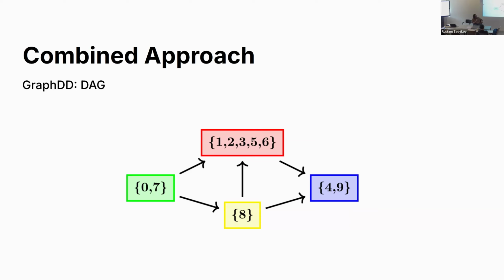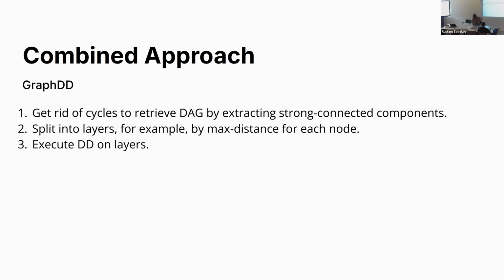It's important because it's easier to work with a directed acyclic graph than with a graph with cycles. So basically, that's the reason. And then we try to do something similar to what we did with trees. We need to split the graph into some layers.